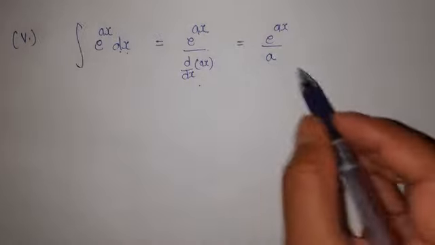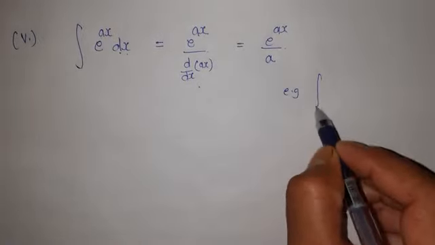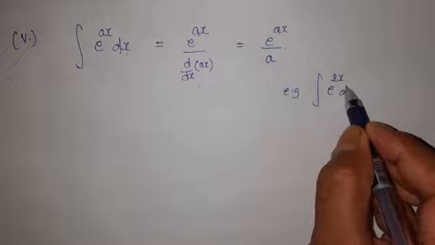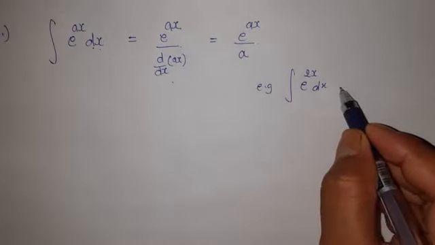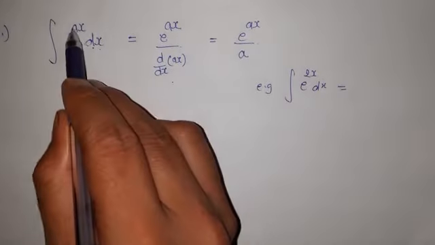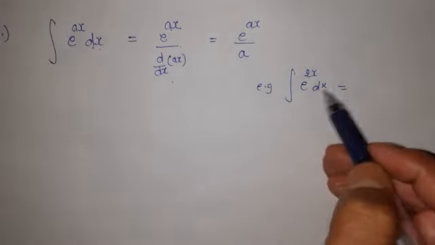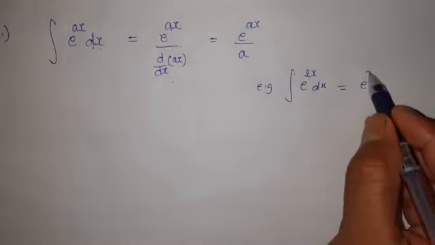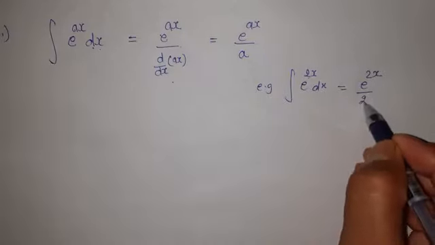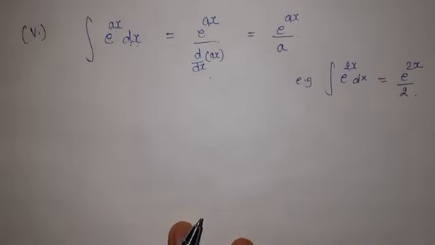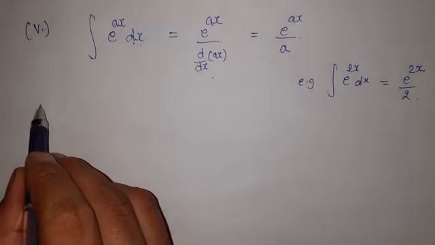Okay, so we can take the example over here: integration of e to the power 2x dx. What will it come to? So thus we will see how much is the value of a. In this case it is 2. Rest of the thing is the same. So thus in the final answer I will have e to the power 2x upon 2. Okay, this is that fifth point which we come to know over here.